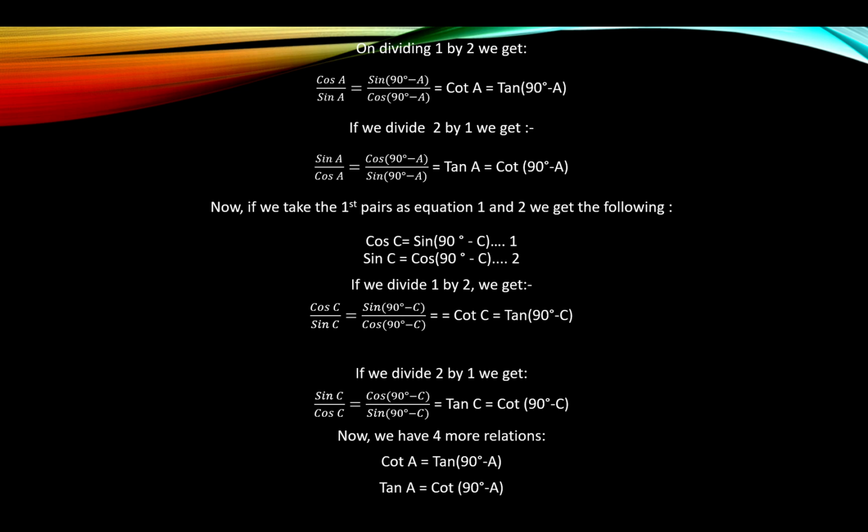Now, if we take the first pair as equation number 1 and 2, we get the following: cot C is equal to tan (90 minus C) and tan C is equal to cot (90 minus C). Again, keep in mind that both of the pairs follow the same pattern, so both of them are the same.